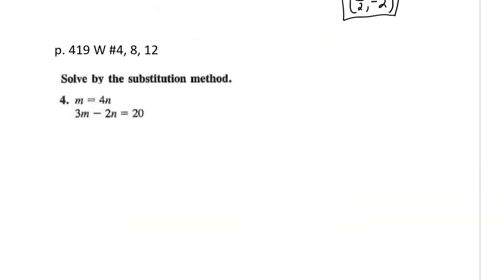The next set of problems goes back to substitution method. So think about substitution method instead of elimination method. The first thing is to look to see if an equation has one of the variables already solved for. Yes, the first equation has the letter m alone. Take the expression that m is equal to and substitute it for the m in the second equation. So the second equation will transform using substitution into this.